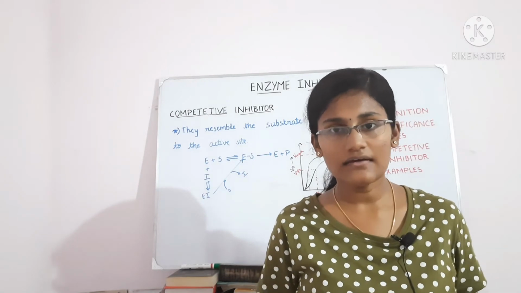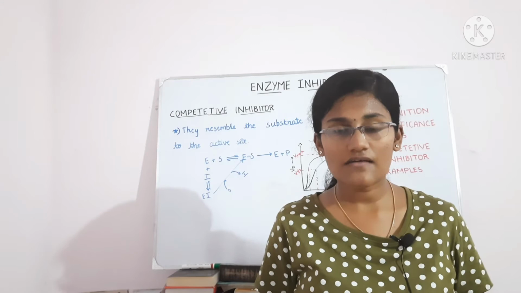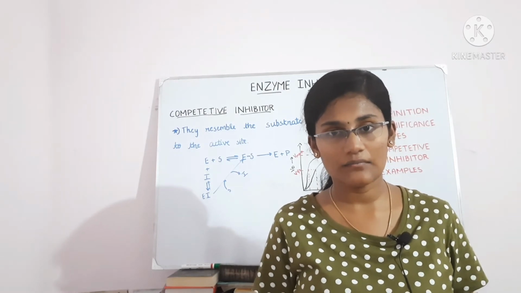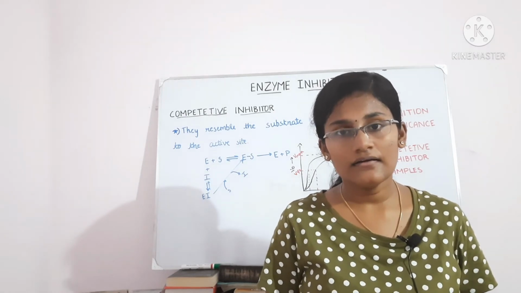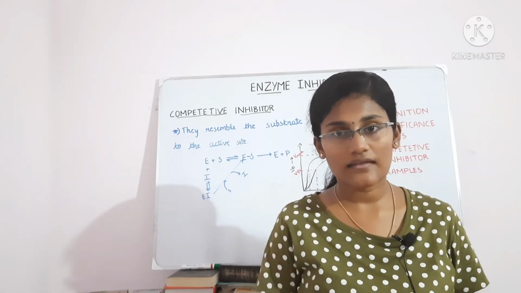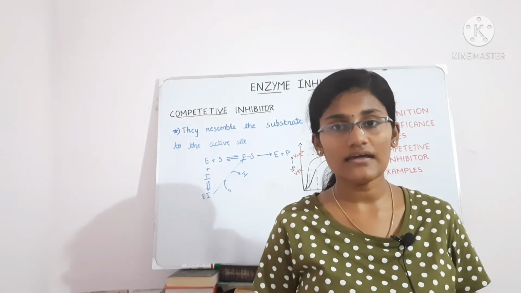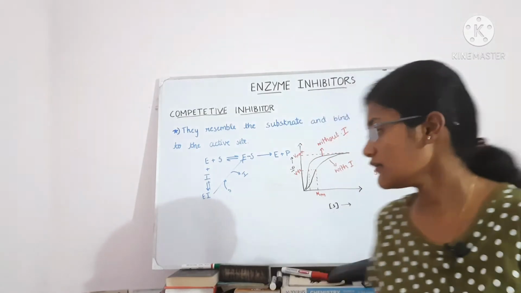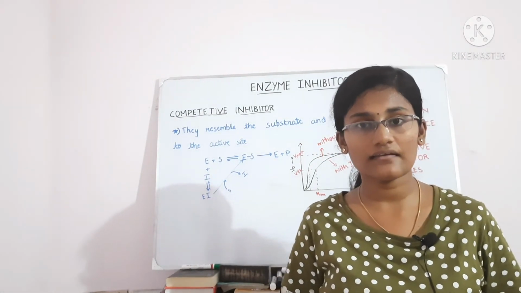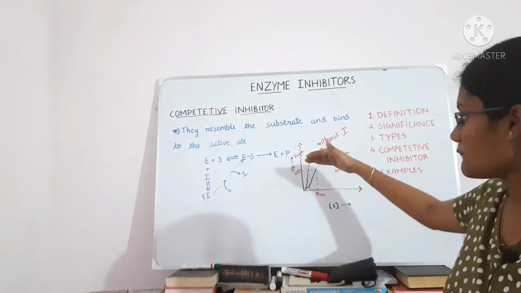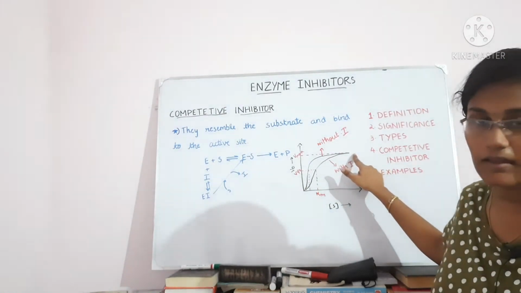So this will reduce the velocity of the enzymes. But what happens if there are 900 substrates and 100 inhibitors for 100 enzymes? That means that the substrates will bind more to the enzymes than the inhibitors will. So that's how we can reverse the competitive inhibition. And this is how the Km value increases, because you're increasing the substrate concentration for the same velocity. With the inhibitor, the Km value will increase, but the Vmax will remain the same.